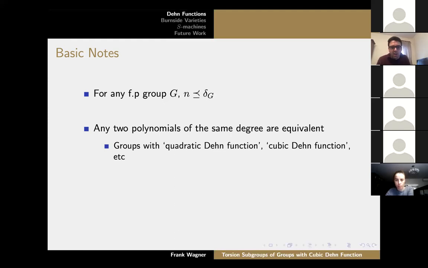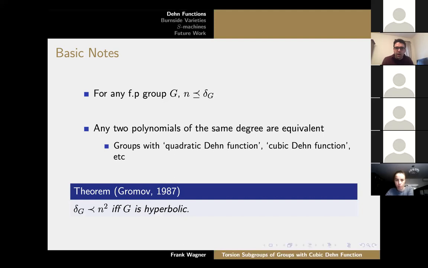Any two polynomials of the same degree are equivalent up to this equivalence. That's, you know, pretty clear. And so that allows us to, instead of talking about a group with Dehn function 5n squared plus 3n, just talk about groups with quadratic Dehn function, cubic Dehn function, etc.